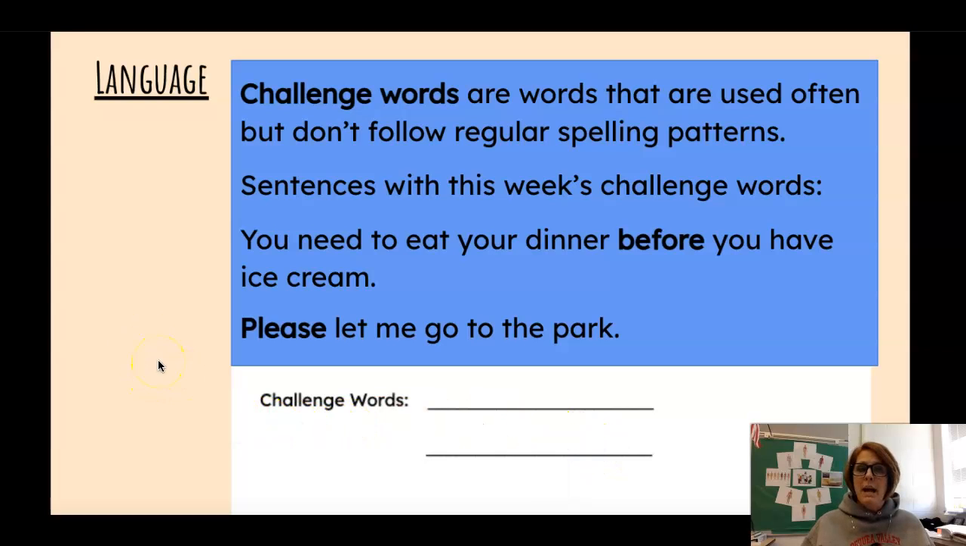Boys and girls, make sure you have all these words spelled correctly and submit them on Schoology.